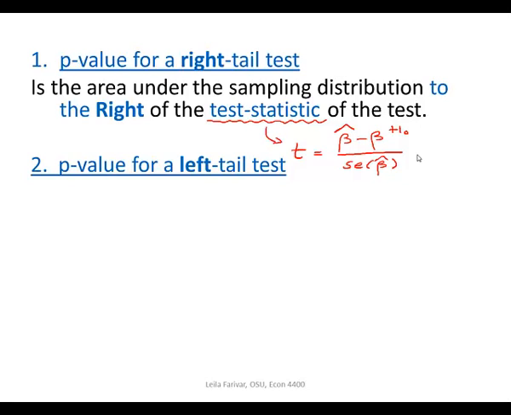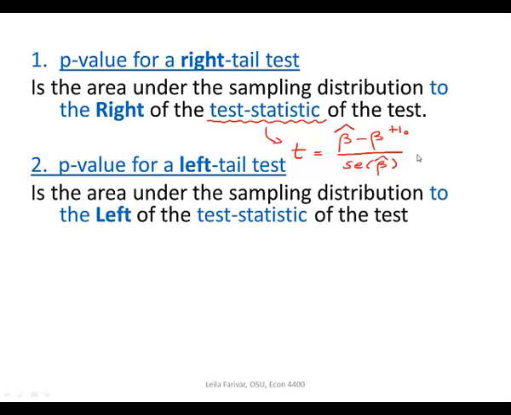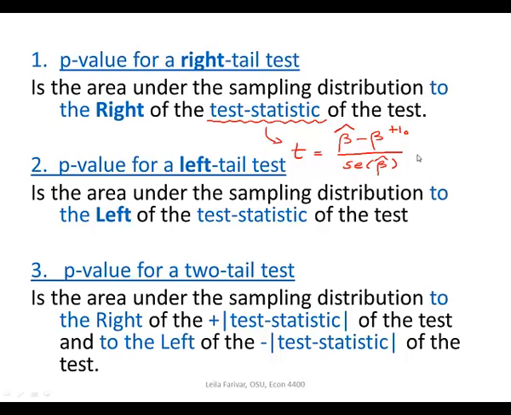If we are looking at the left tail test, the p-value is the area to the left of the test statistic. So we calculate the test statistic, and the area to the left of that number would be the p-value for a left tail test. For a two tail test, we need to consider both areas: the area to the right of the positive absolute value of the test statistic and the area to the left of the negative absolute value of the test statistic. Together, those two areas will be the p-value for a test. Let me show this to you in a couple of examples.